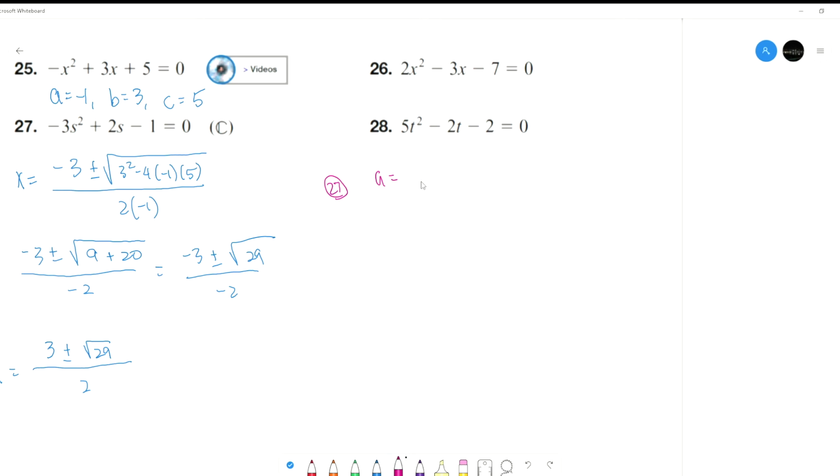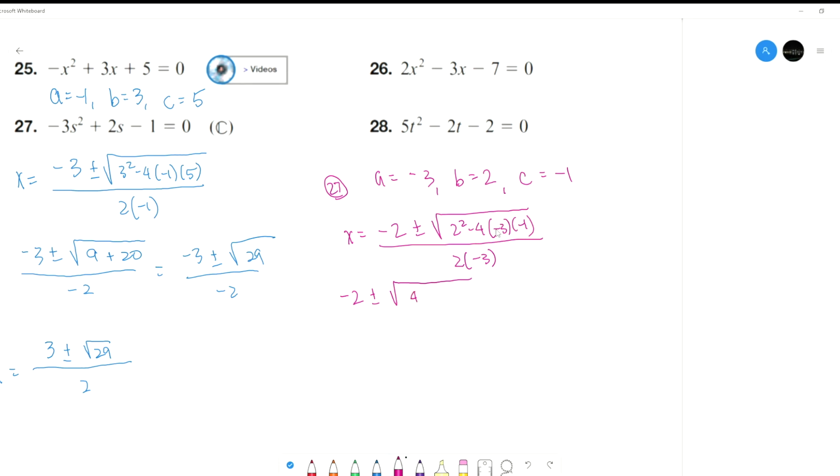Alright, number 27: a is equal to negative 3, b is equal to 2, and c is equal to negative 1. So this is going to be a fun problem because it's a complex number problem. Alright, so x is equal to negative b plus or minus the square root of b squared minus 4ac over 2a. Okay, so we have negative 2 plus or minus 2 squared is 4, minus 4 times negative 3 times negative 1, that's still negative 12, over negative 6. Now we have negative 2 plus or minus the square root of 4 minus 8, which is negative 8, over negative 6.